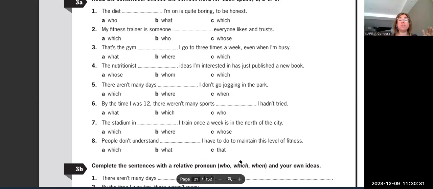It's like saying, the nutritionist has just published a new book. His ideas I'm interested in. There aren't many days when I don't go jogging in the park. By the time I was 12, there weren't many sports which I hadn't tried.